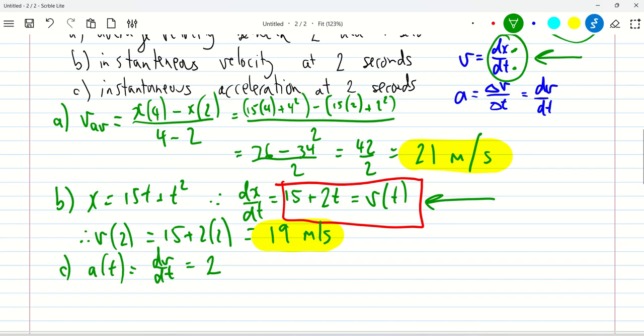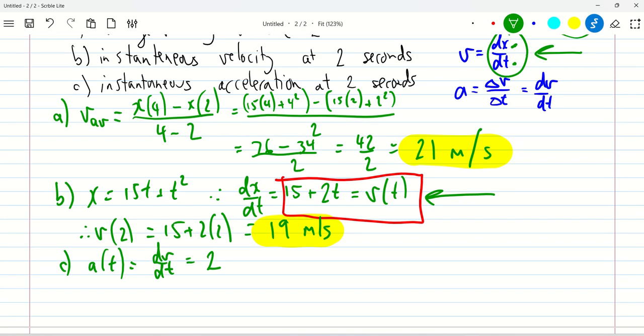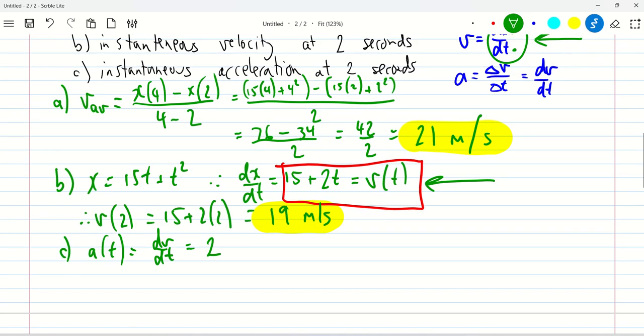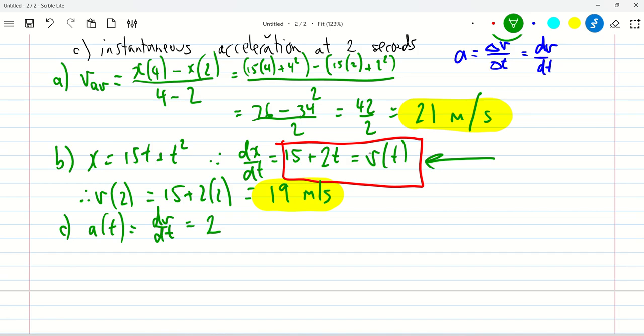And what you'll notice is that this does not care what the time is. It's just got a constant acceleration of 2 at all times. So it doesn't matter whether it's 2 seconds or 3 seconds or 21 seconds. It does not matter. It's just a constant acceleration of 2. And so the answer is 2. Therefore, the acceleration at 2 seconds is equal to 2 meters per second.